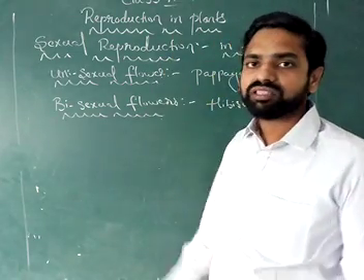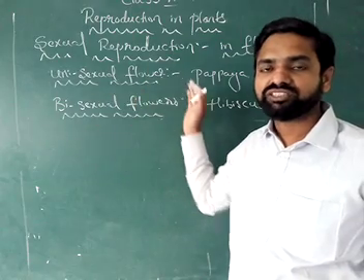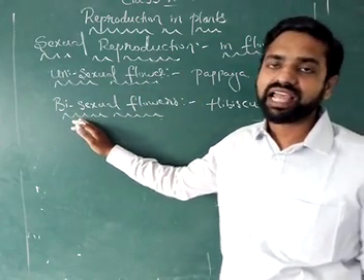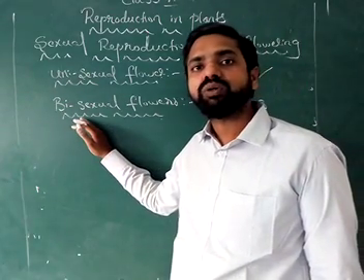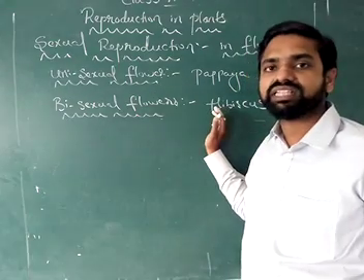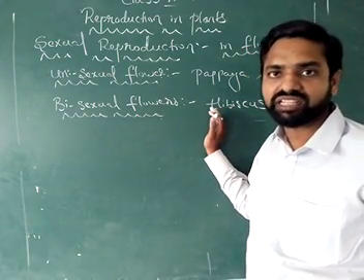So this is about reproduction in plants. Reproduction in plants is classified into asexual and sexual. In asexual reproduction, there is no union of gametes, so no genetic variation will occur. In sexual reproduction, there is a union of gametes, because of which there will be genetic variation.